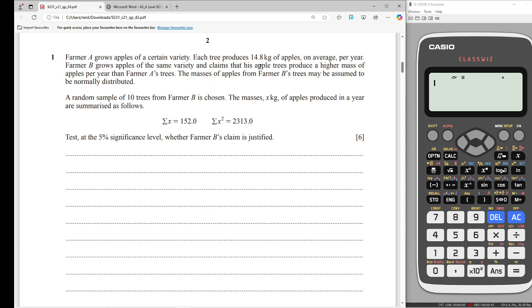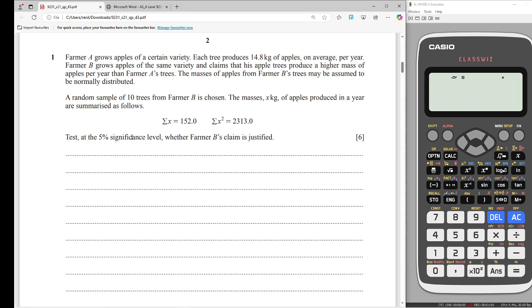The masses of apples from farmer B's may be assumed to be normally distributed. A random sample of 10 trees from farmer B is chosen. The mass x kg of each of apples produced in the year are summarized as follows. Test at the 5% significance level whether farmer B's claim is justified.